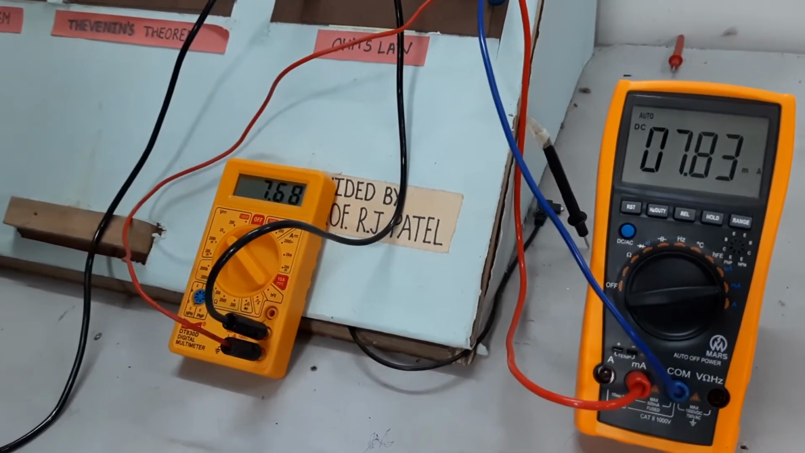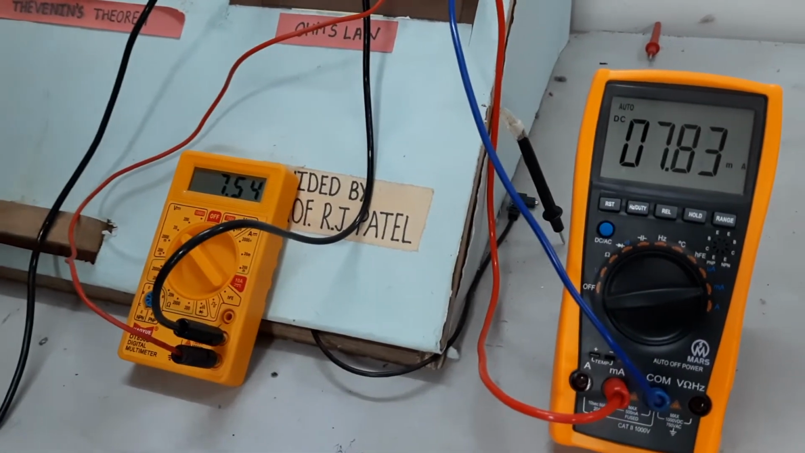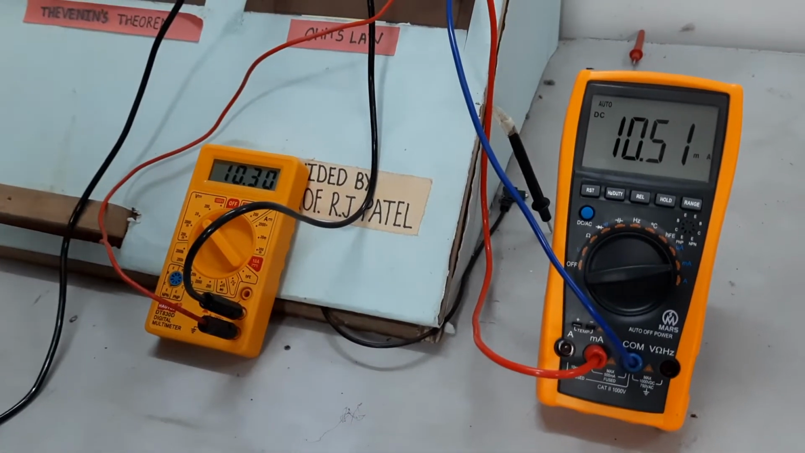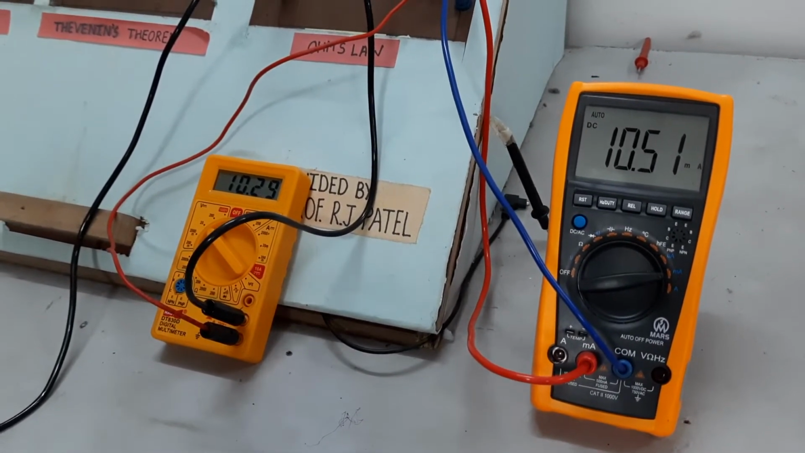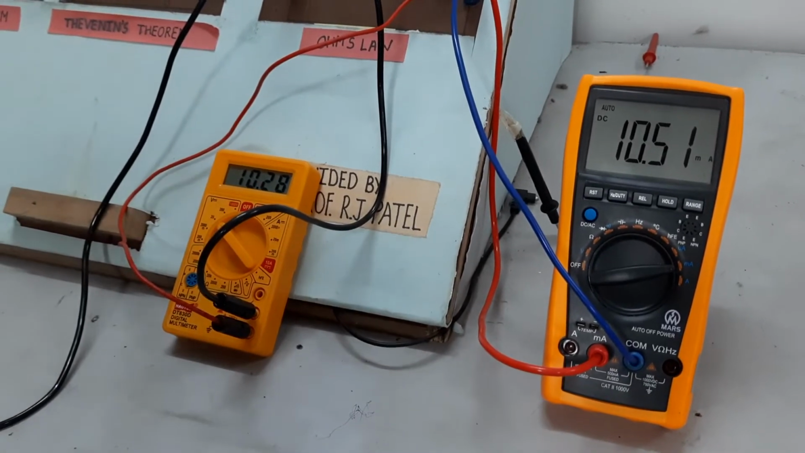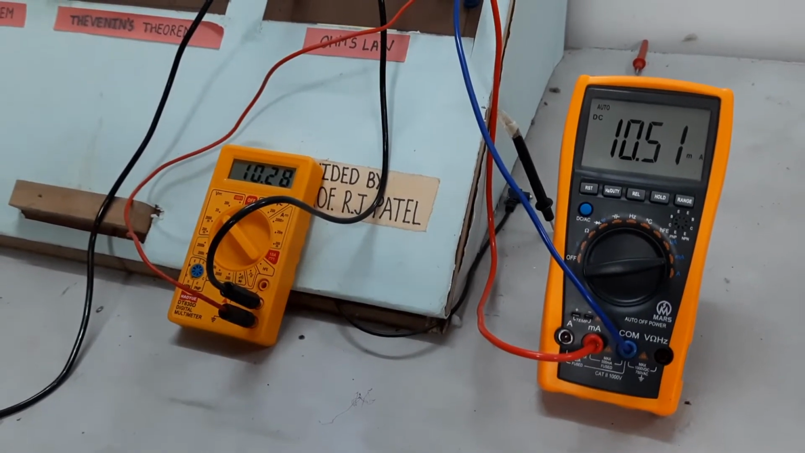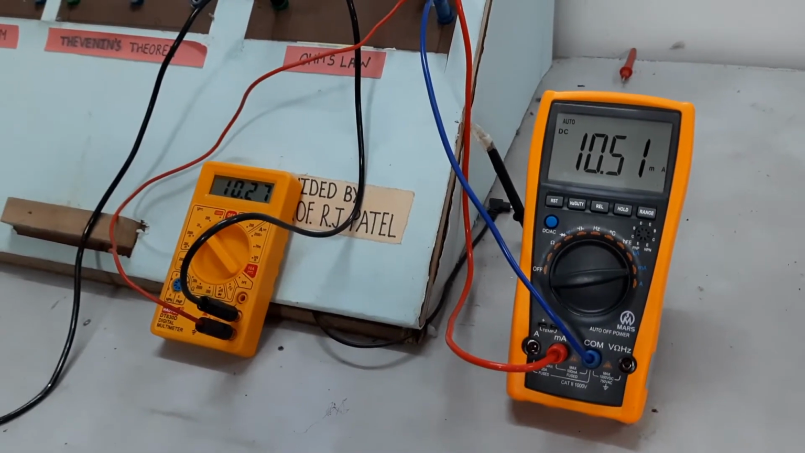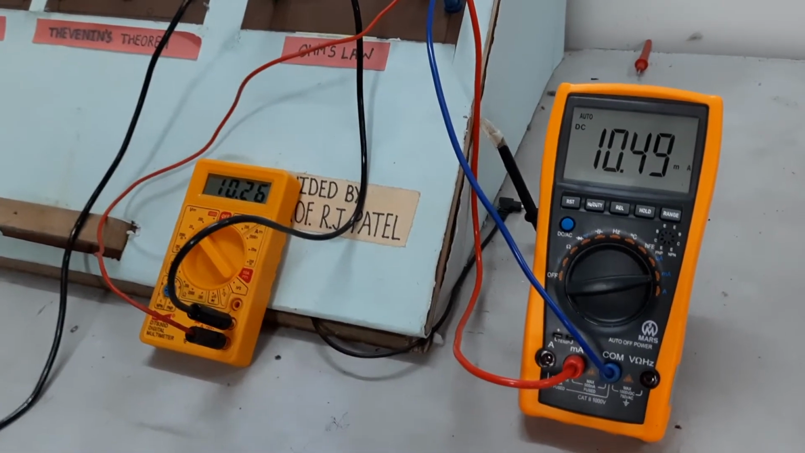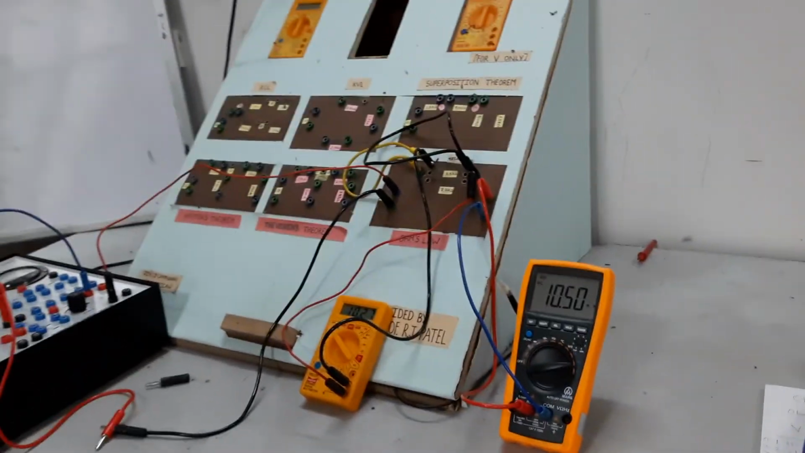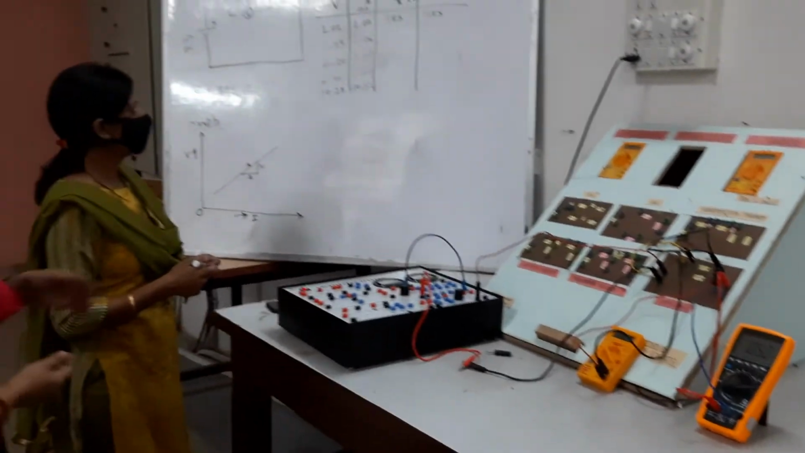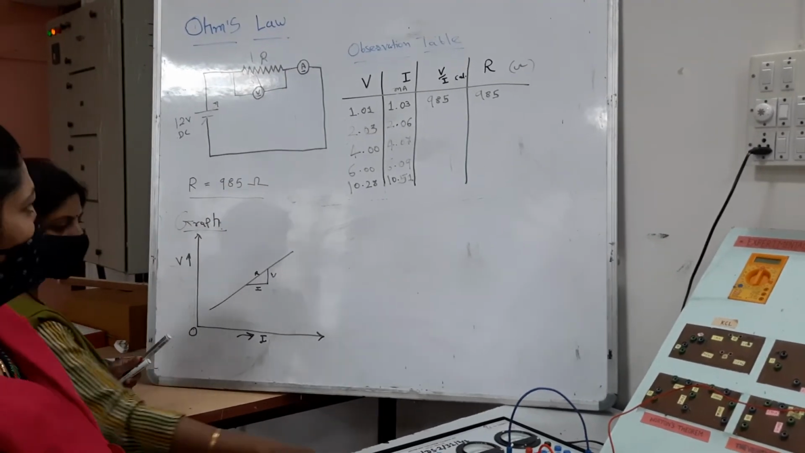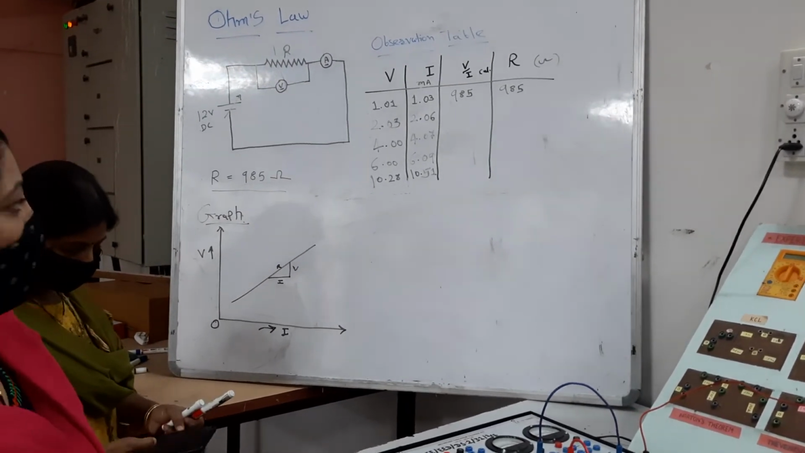Just a minute. Let me move to 10.3. As I told you, it is quite difficult to set the exact voltage due to the sensitiveness of the device. With 10.28 volt, current is 10.51 milliampere. So as you can see over here, in V and I measurement, we have taken a total of 5 measurements. You can also exceed based on your requirement.